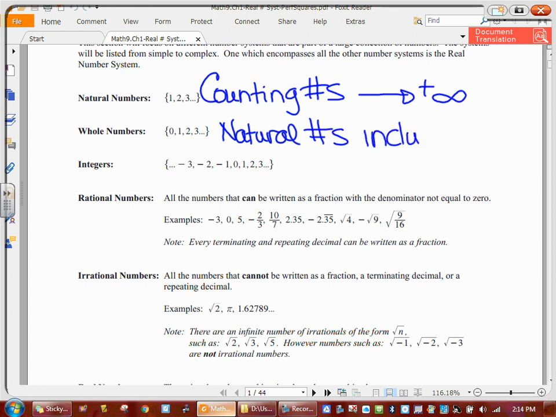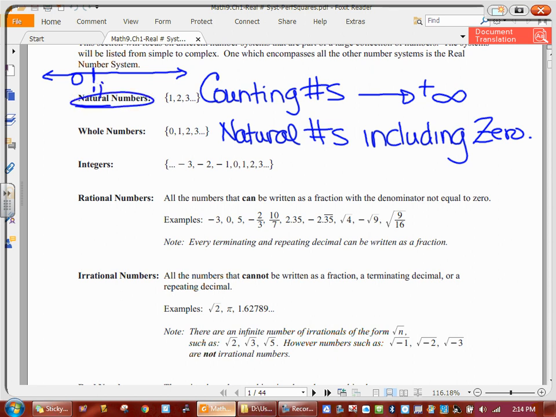including 0. So now they add one more number on the number line. So far on the number line, if this is 0, natural numbers start here at number 1. The minute we go to whole numbers, back us up on the number line. We end up going left one number.